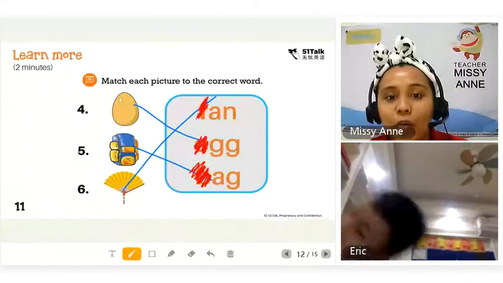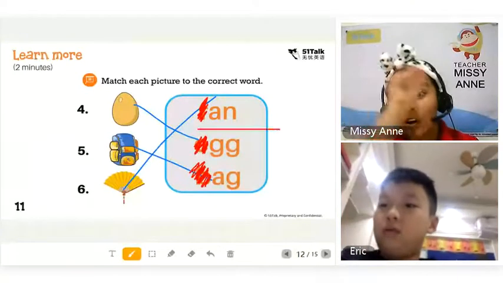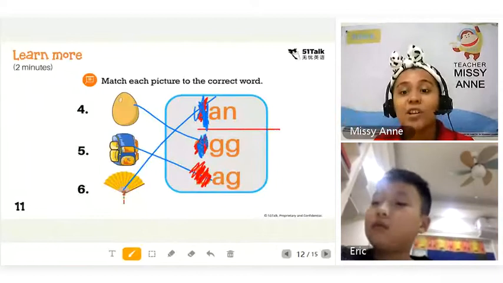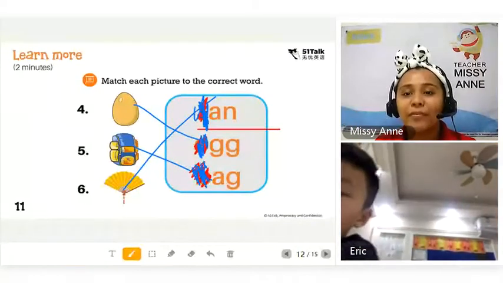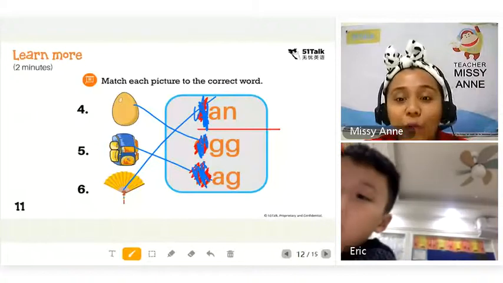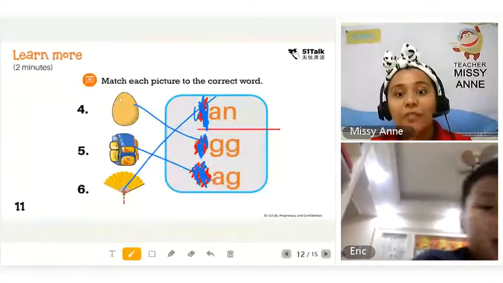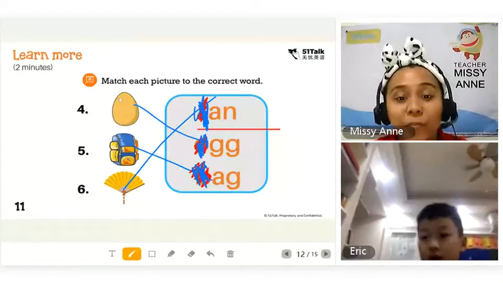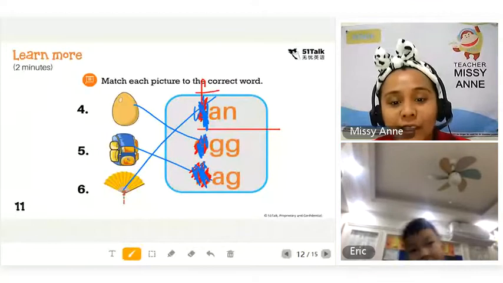Okay, Eric. Start with this. Look. What is the missing letter? Write the missing letter. Fun. Very good. What is the letter? A, B, C, D, E, F. E. Fun. Oh, what is the missing letter? It's F. Okay. And how about this?